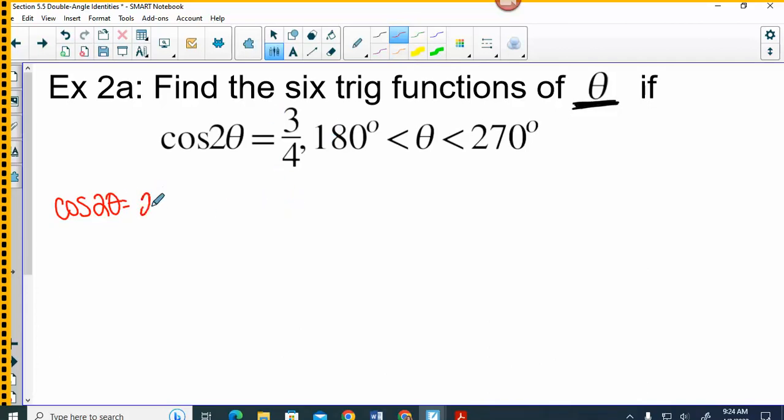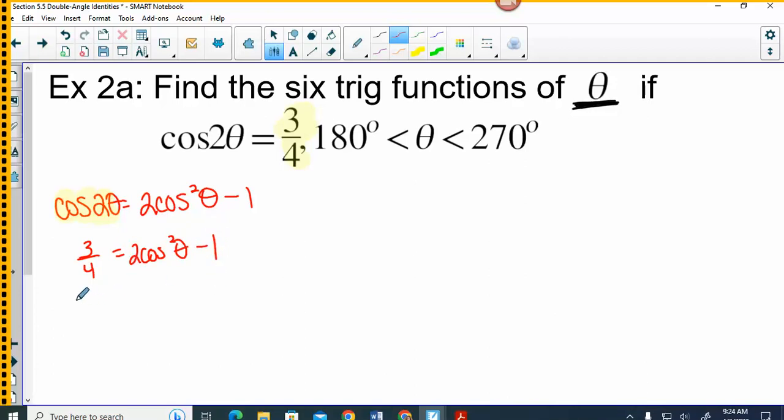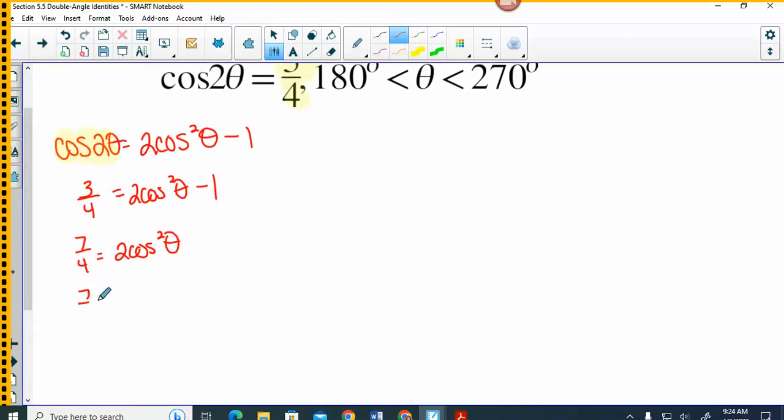So I could use the 2 cosine squared theta minus 1 formula. So then I know cosine 2 theta, that is 3/4. So if I want to solve, I could add my 1 over. Trying to get cosine by itself, so divide by 2 or multiply by 1/2. And then we have to do a square root. And a square root involves a plus or a minus. So we have to figure out, is it positive or negative?